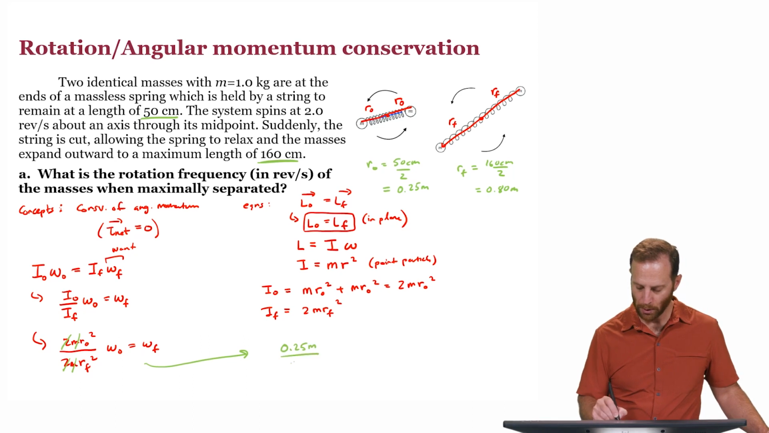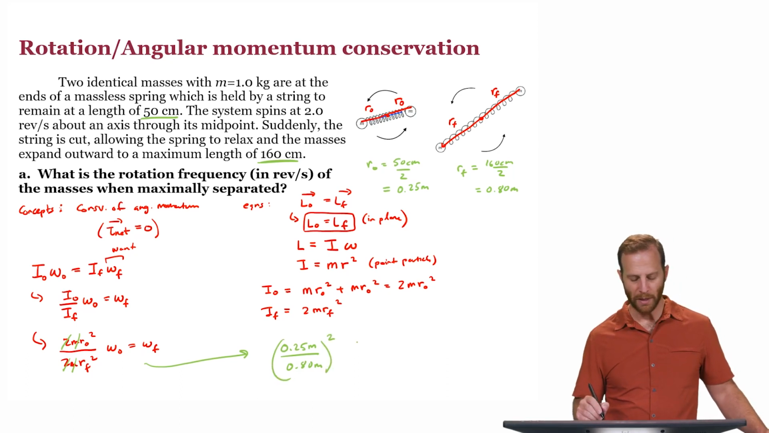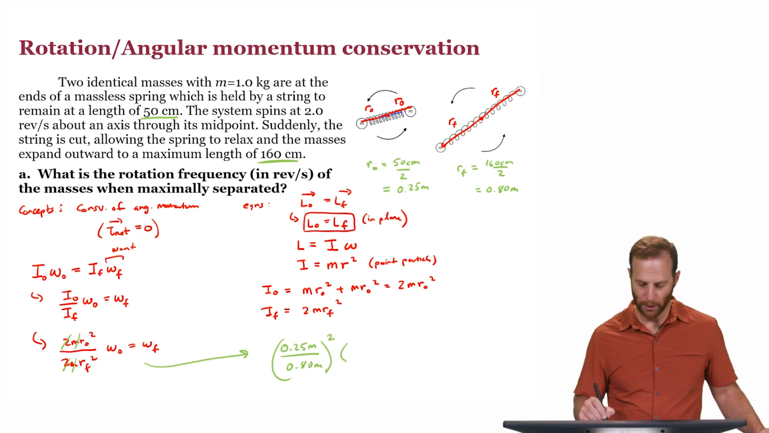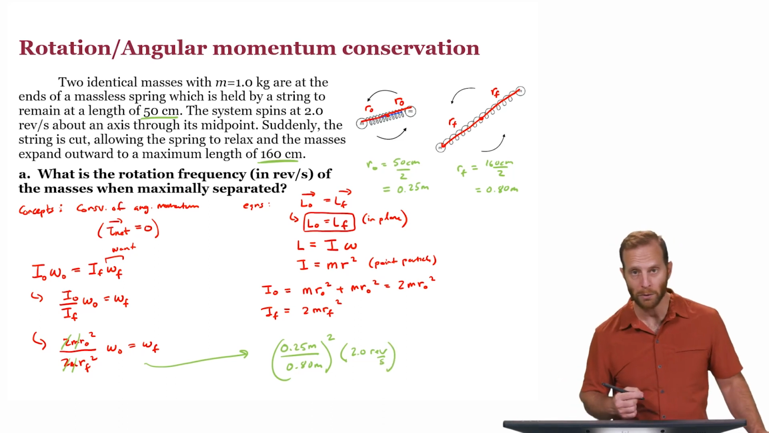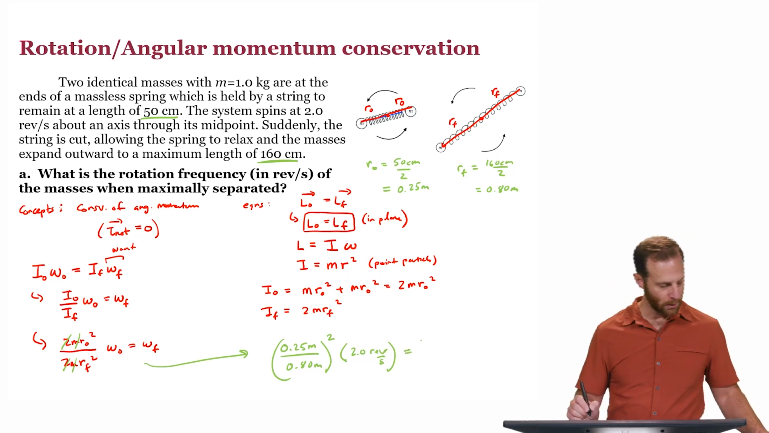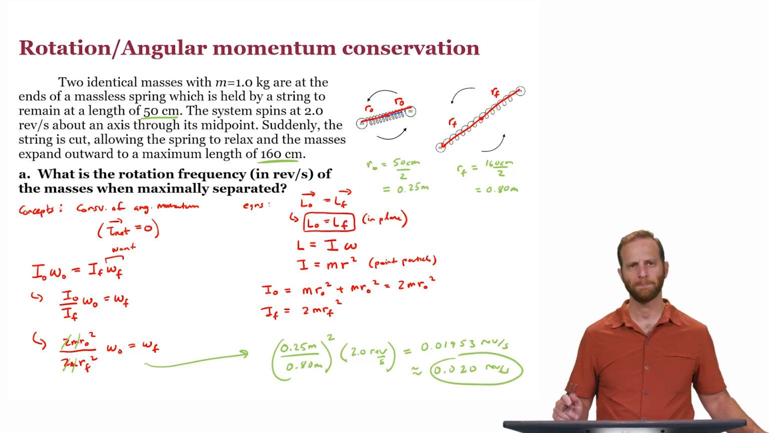0.25 meters over 0.80 meters. Each of those is squared, so maybe the way to write that is like this. The initial rotational frequency is 2.0 revolutions per second. Since we want the answer in revolutions per second, there's no need to convert to radians. And when we work this out, we find that this comes out to be 0.01953 revolutions per second, which will round to 0.020 revolutions per second.